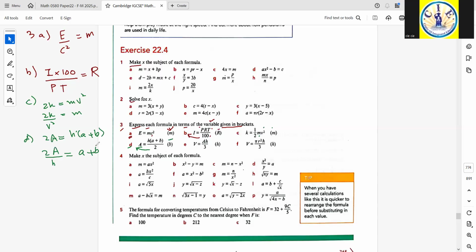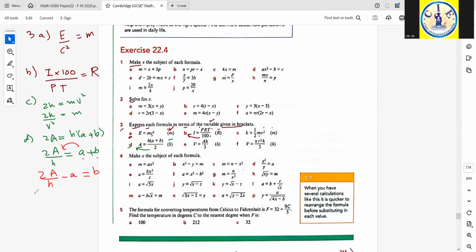One thing, and now you see that A and B are being added. So I need to shift this A to the other side. So it will get subtracted from the previously written expression, 2A divided by H, minus A. So 2A divided by H minus A, that is the value of B.